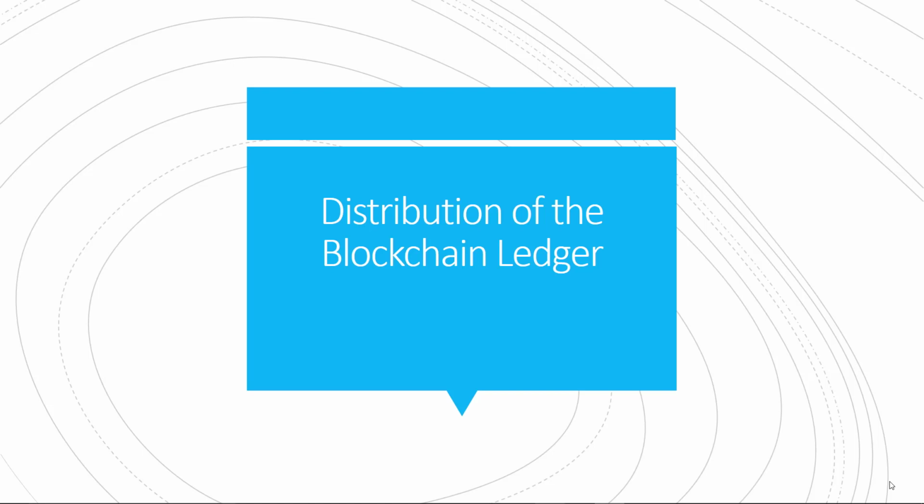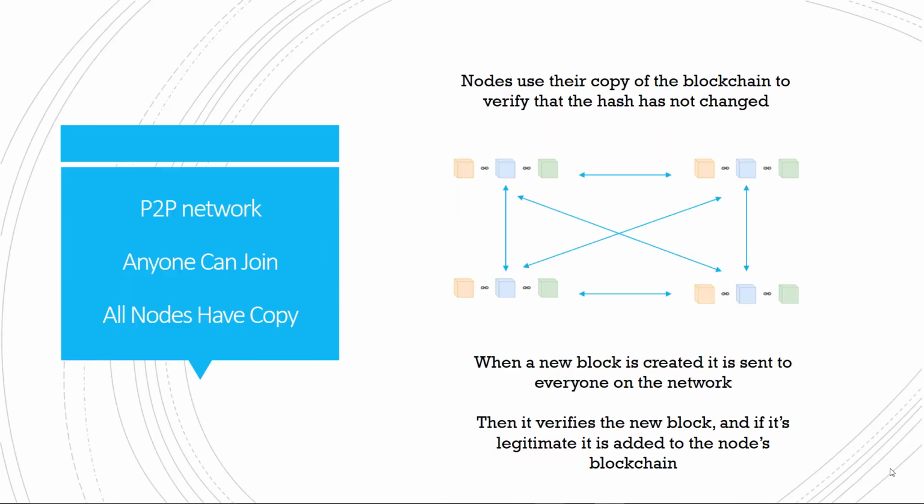We also need to distribute the blockchain ledger to enhance the security of the blockchain. The blockchain is distributed over a peer-to-peer network in which anybody can join, and all of the nodes have a copy of the blockchain. They use that to verify that the hash has not changed. When a new block is created, it is sent to everybody in the network. They verify the new block, and if it is legitimate, it is added to the node's blockchain.